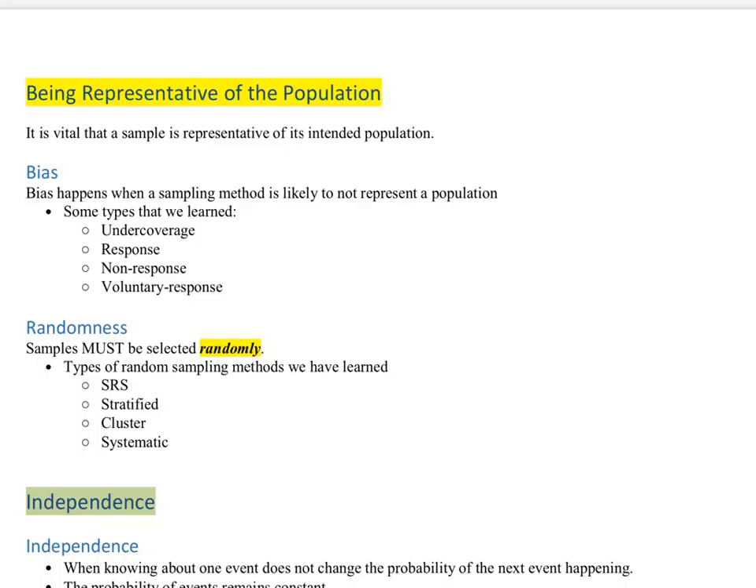I don't know if you recall, but there was a point in time when you thought you did something randomly, but you didn't, and there was bias. Everybody had biased representations when you did not choose something randomly. And if you have the opportunity to be more representative via a cluster or a stratified or a systematic sample or what have you, that's great. But randomness is key to having a sample that's representative.